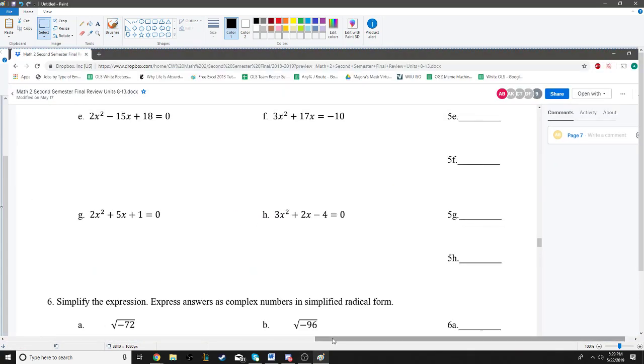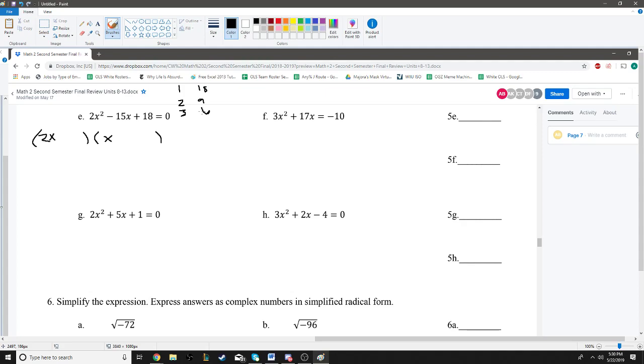Next problem. For this one, it's going to be a little bit harder. So let's start off with guess and check. The front two need to multiply to be 2x squared, so that's 2x and x. We need the back to multiply to be 18. So let's think of all the numbers that multiply to be 18. We have 1 and 18, 2 and 9, 3 and 6. So it's some kind of combination of those.